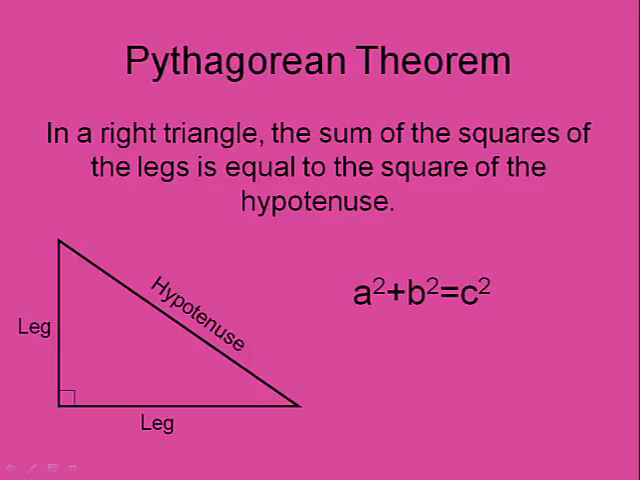And you all know this as a squared plus b squared is equal to c squared, where c has to be the length of the hypotenuse and a and b could be either leg.